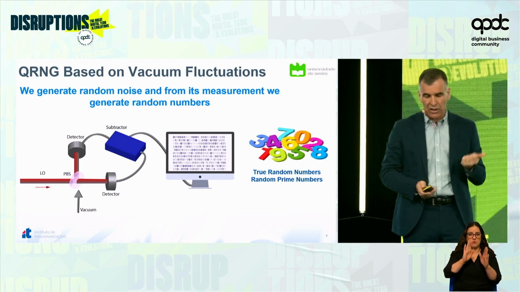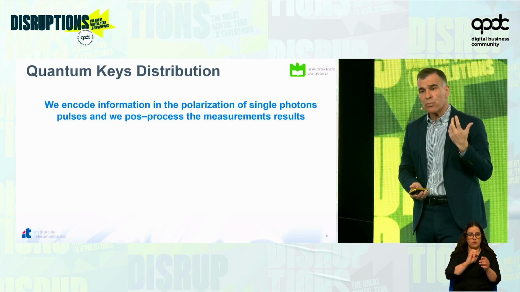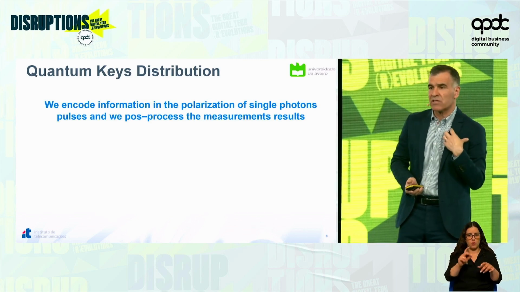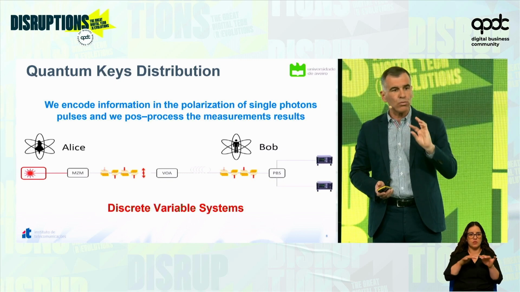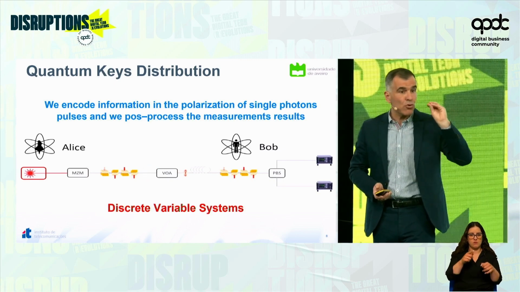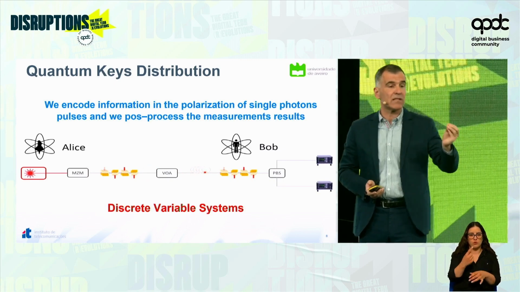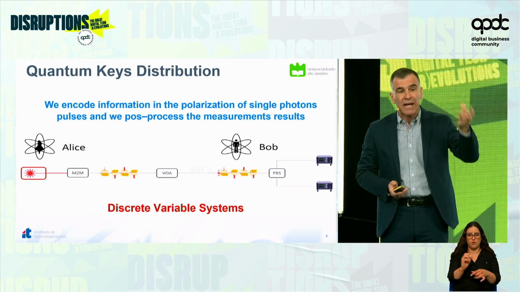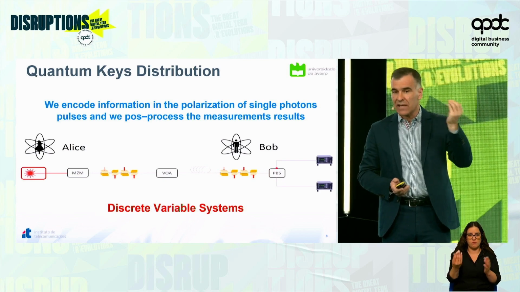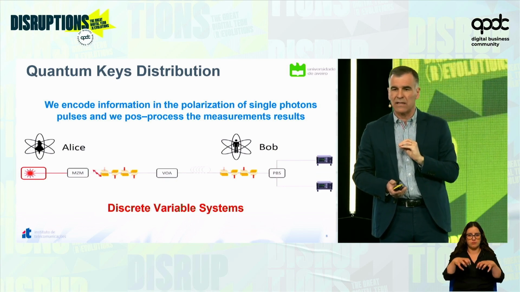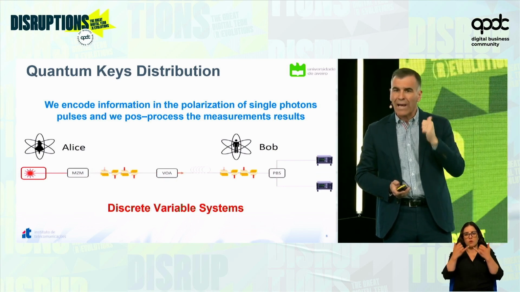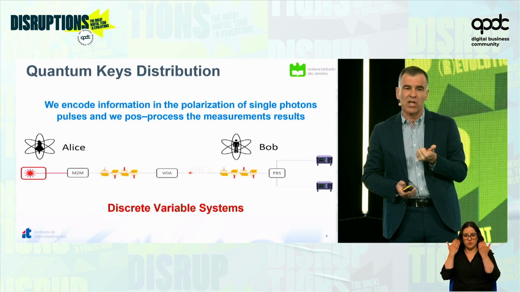This is the generator of quantum key distribution. In these systems that distribute keys, we use a photon, we manipulate its polarization, we embed the information in that degree of freedom. And on the other side, we extract that information.